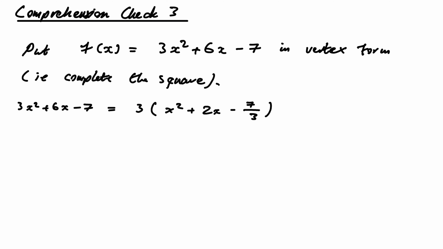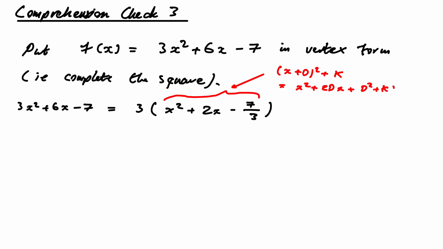Now to put it in vertex form, what am I going to have to do? I'm going to have to take this piece and express it in the form x plus d squared plus k. Okay, and remember what this is equal to. This is equal to x squared plus 2dx plus d squared plus k. So to find an appropriate d and k, we should start with the linear piece and then move to the constant piece. We can't just jump to the k because we don't know what d is, right? It involves 2 pieces of information.